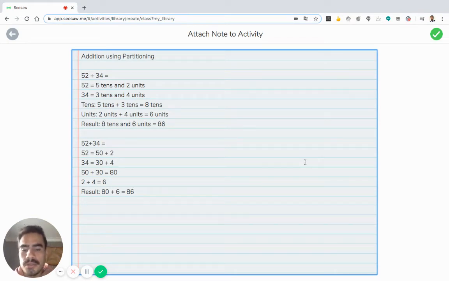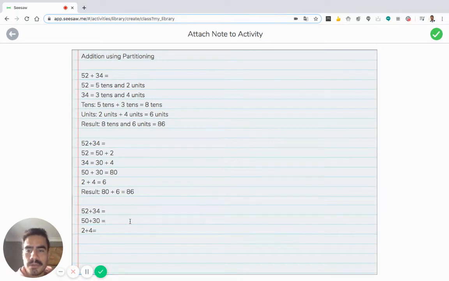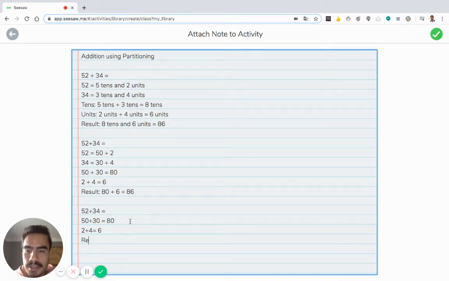Now we still have a third way of doing. If you're feeling more confident, you can skip the first steps and you can go straight to 50 plus 30 and 2 plus 4. Then you calculate 50 plus 30 equals 80, 2 plus 4 equals 6, and the final answer will be 80 plus 6 equals 86. So in these three ways, the answer will always be the same, because we only have one answer to this addition.